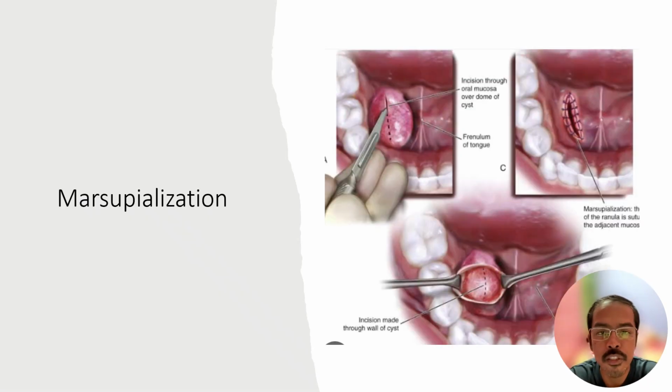In marsupialization, first we cut open the cyst to drain out the contents within the cyst. Once the full content is drained out, the margins of the cystic lining are sutured with the normal mucosa to create a small pouch, like a kangaroo pouch. This kangaroo pouch helps to further drain out any material that collects within that pouch. So this process is known as marsupialization.